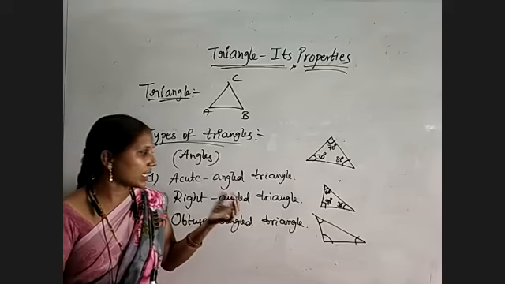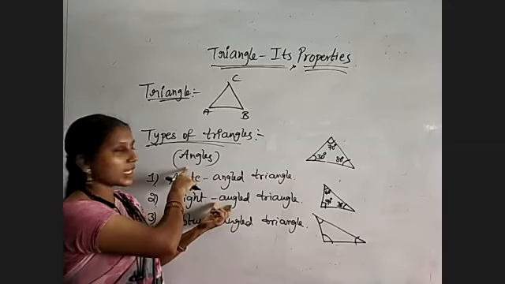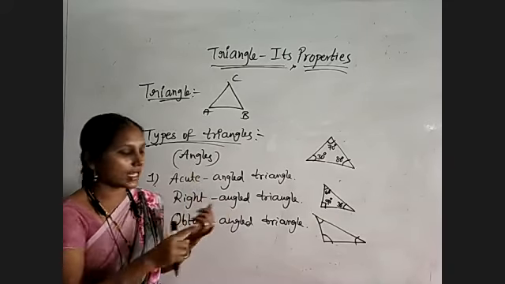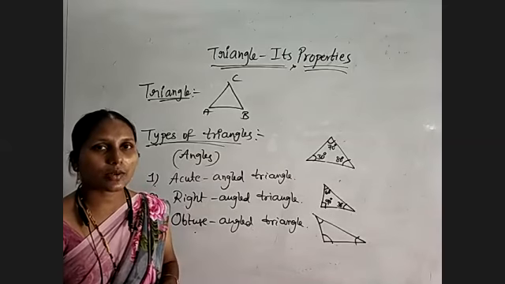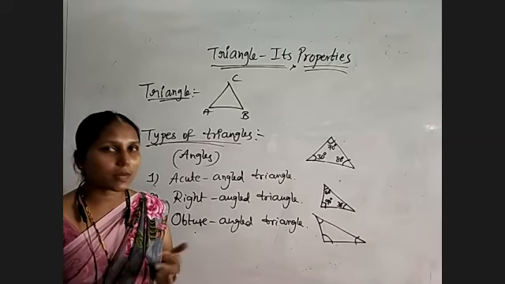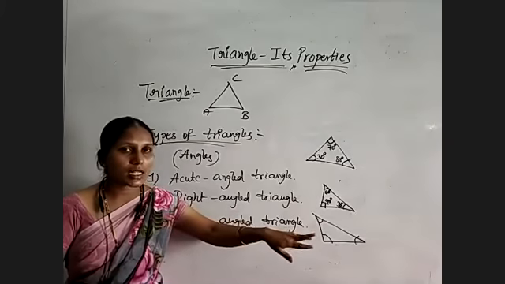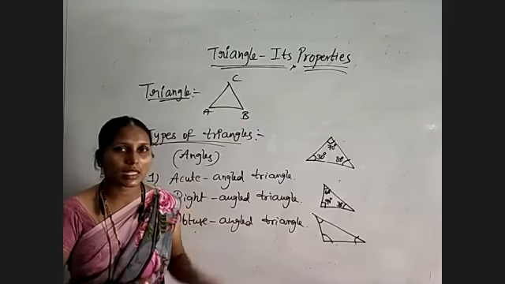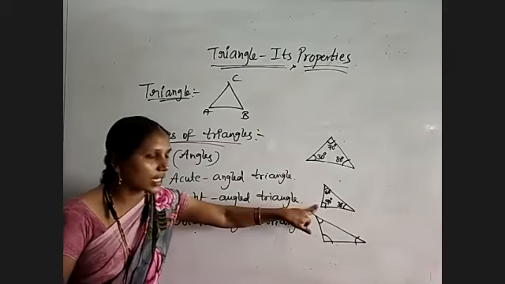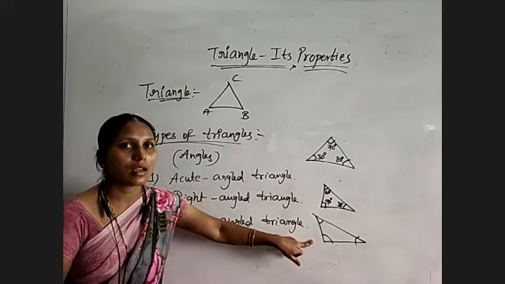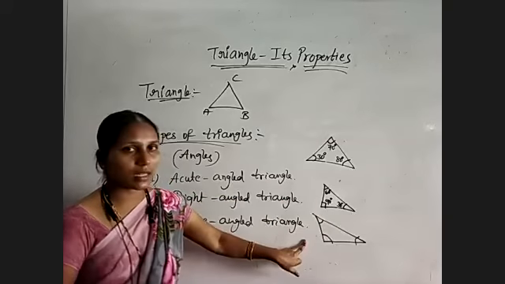So why are we telling only one right angle? Because we have two properties depending on angles of a triangle, that is the angle sum property and the exterior angle property. So according to the angle sum property, the sum of the three angles must be equal to 180. If you are taking two right angles, the sum of those two angles alone is 180. What about the third angle? So the sum will exceed 180 degrees if you are considering two right angles or two obtuse angles. For that reason, it is possible to have only one right angle or one obtuse angle.